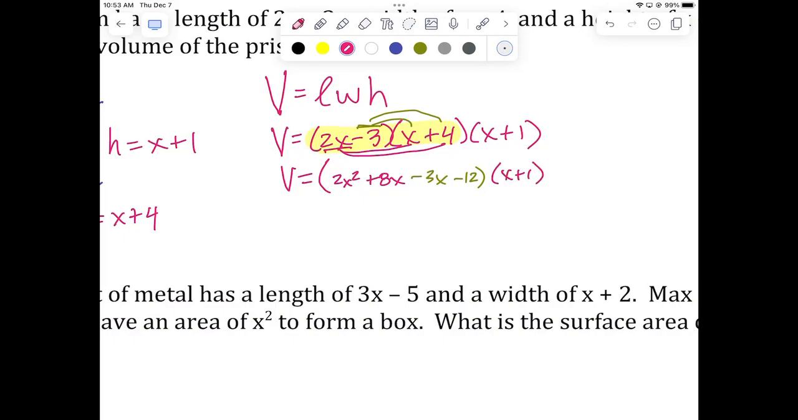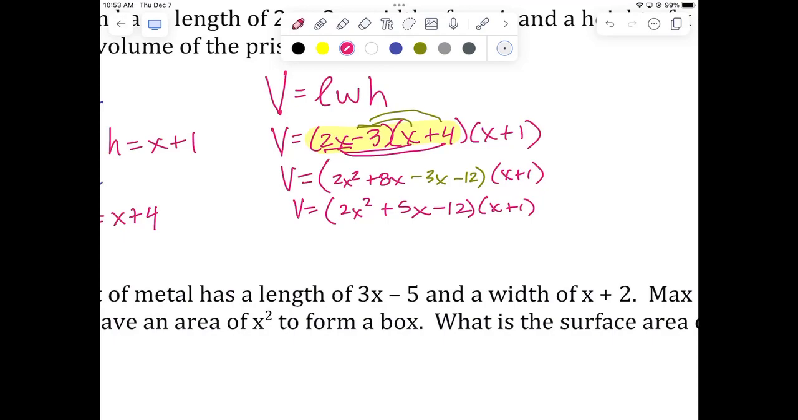He's just watching at this point. He's a bystander. You bring him down. Are there any like terms to combine? Yes, so again, I'm bringing everything down. So 8 minus 3, that's plus 5x, minus 12 times x plus 1.